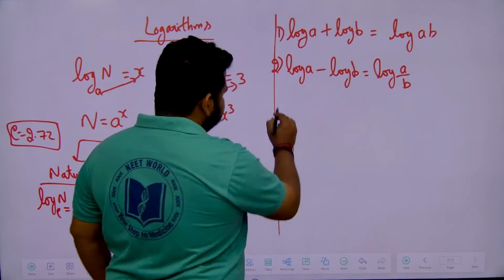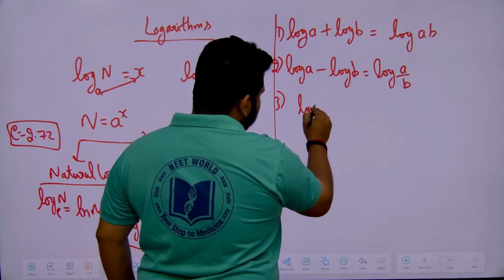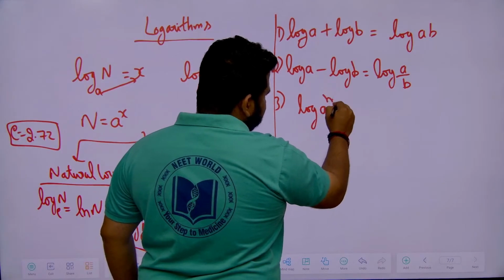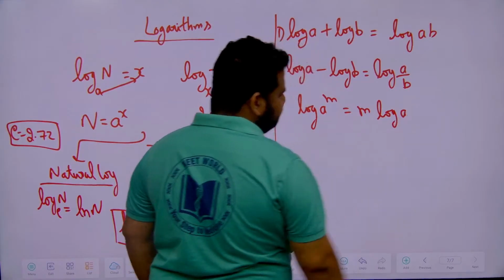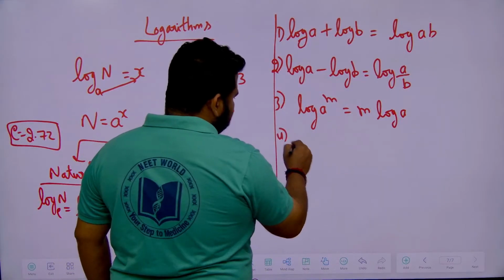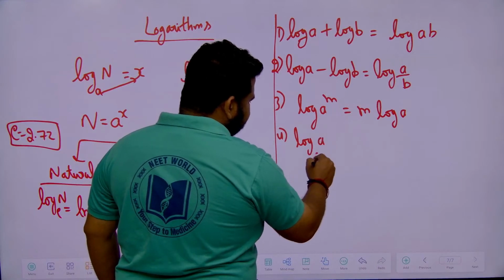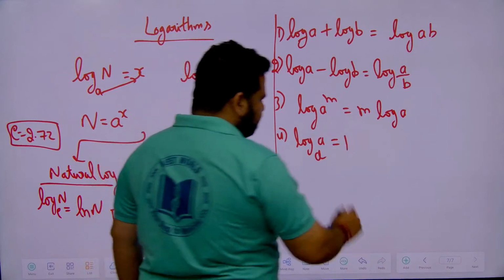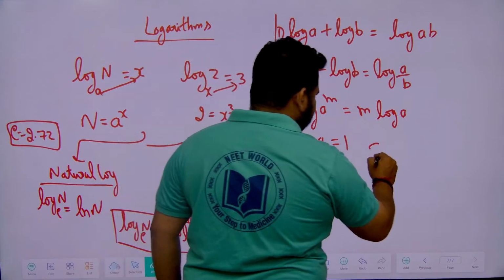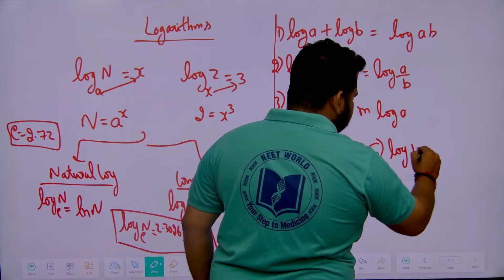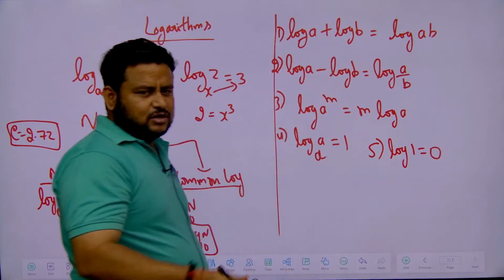Next one, if you have the logarithm of a with some power m, this can be written as what? m times log a. And also log a to the same base is always equal to 1. Log a to the base a is what? 1. And also the fifth one, log 1 is 0, and log of negative terms is not defined, that you know.